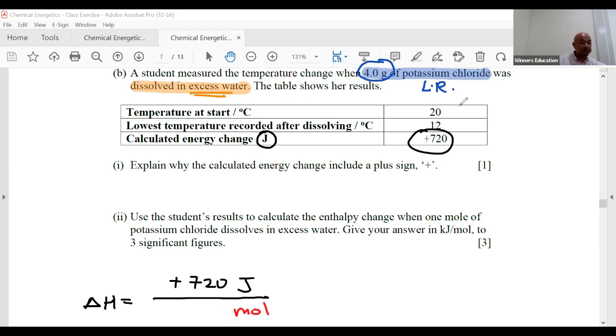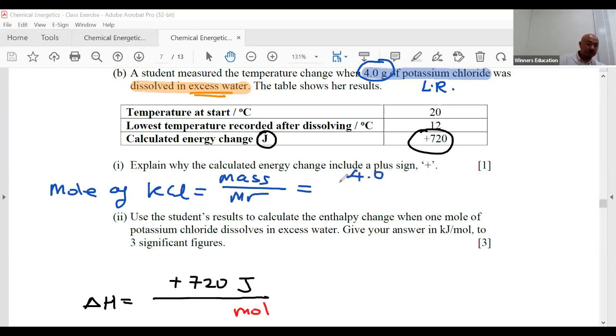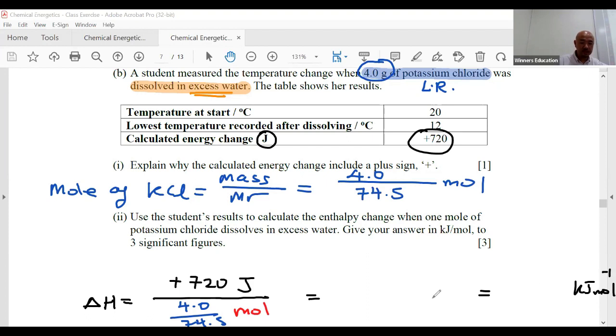Okay? Make sense? So, done. Mole or amount of potassium chloride is equals to mass divided by its molar mass. In short, we call it Mr for calculation purpose. So 4.0 divided by potassium chloride is how much? So, okay, 74.5. And I'll dump it inside here. Done. And I'll get my values in joules per mole. Later, I interconvert again to kilojoules per mole. Not interconvert, but I clean it up.